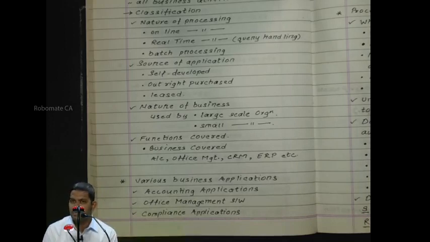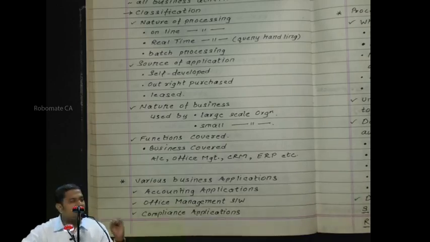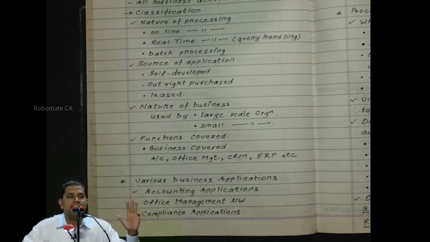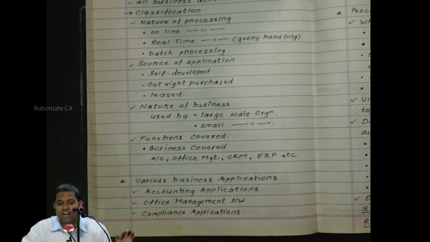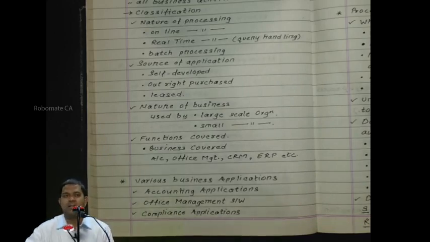Once you have created the ledgers, then you can pass different types of voucher entries. There are many, but I will be telling you only about the first 5, which are very important: purchase entry, sales entry, receipt entry, payment entry, and contra entry. So these are the 5 main entries.